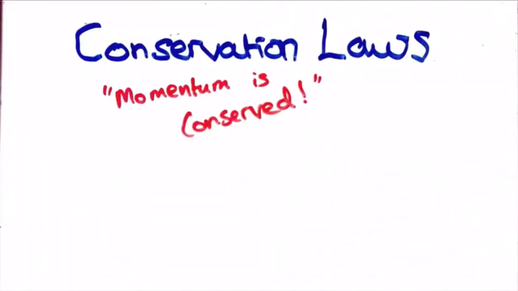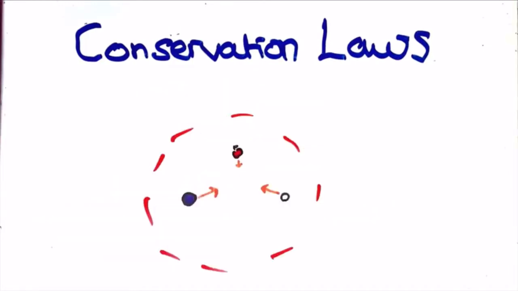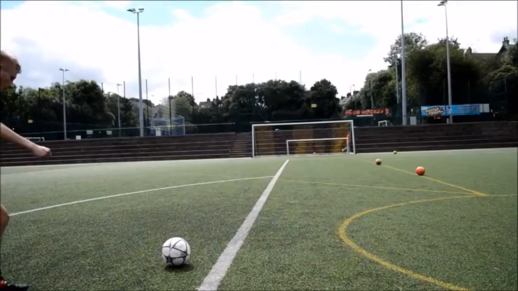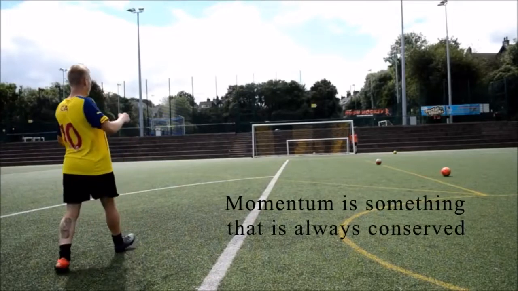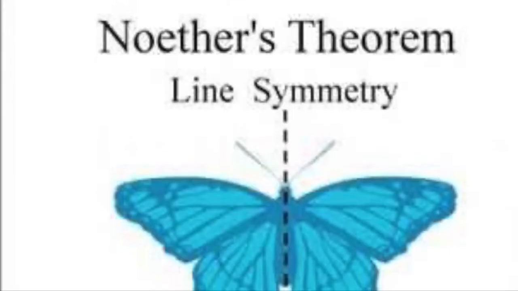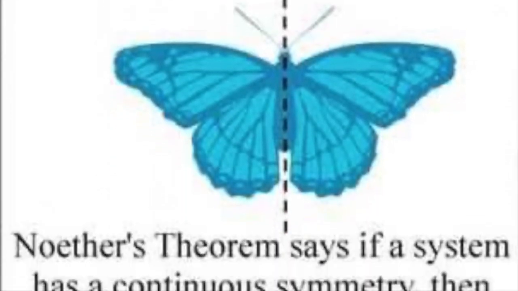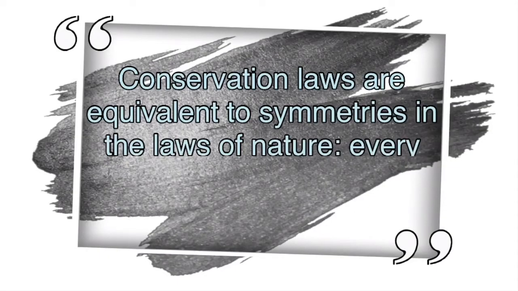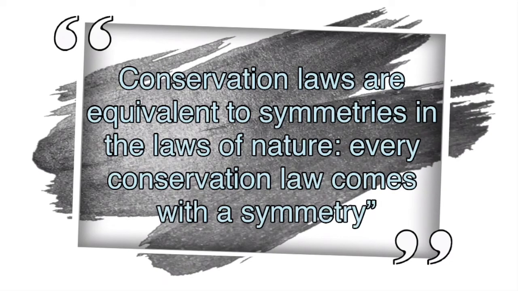Symmetries are even linked to the law of conservation, stating that certain quantities cannot suddenly vanish or be created from nothing. For example, the ball won't start moving unless it is kicked. Momentum is something that is always conserved. In 1915, mathematician Emmy Noether linked those conserved quantities to symmetries and proved a deep result in her theorem. She said, conservation laws are equivalent to symmetries in the laws of nature. Every conservation law comes with a symmetry and vice versa.